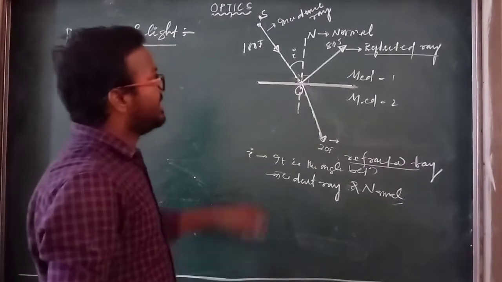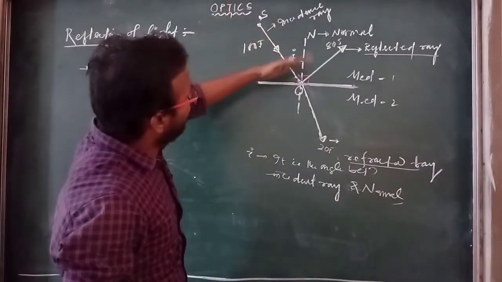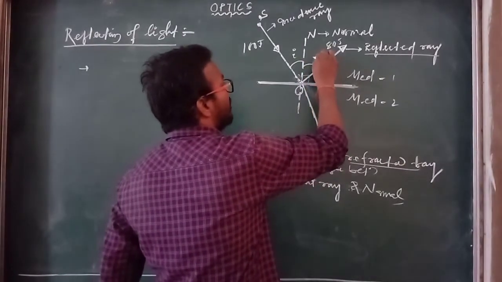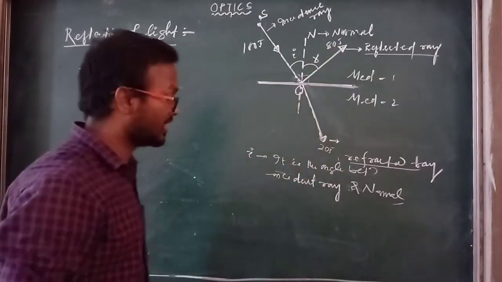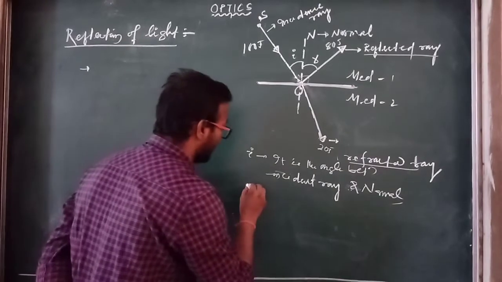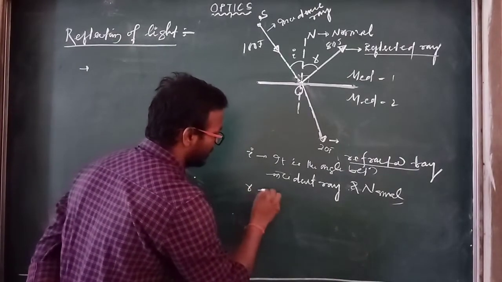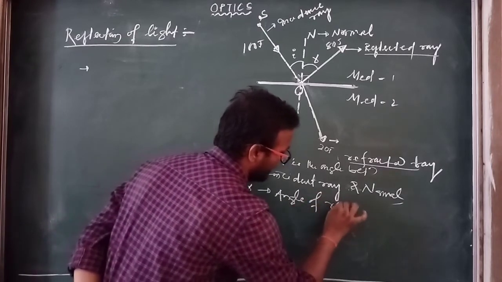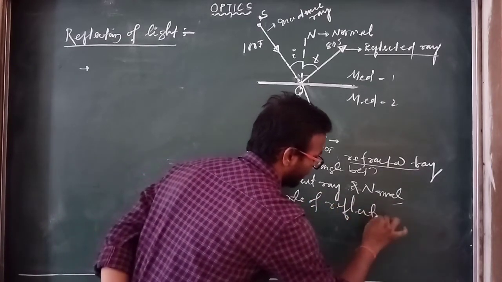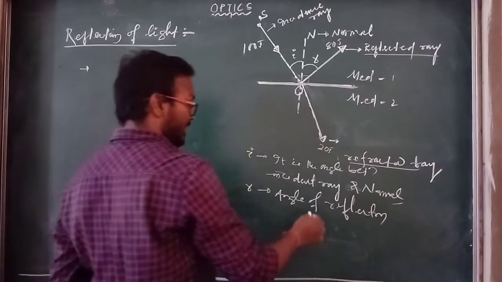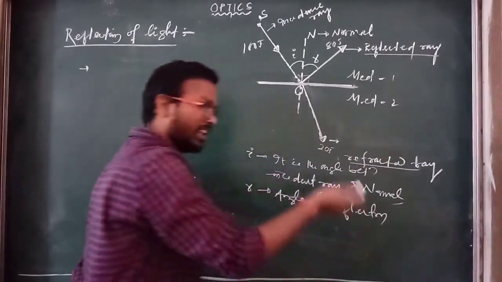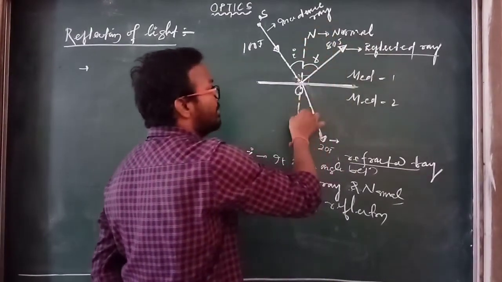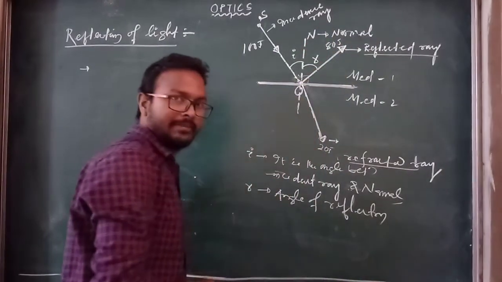Clear? I is the angle between the incident ray and the normal. Next, this is known as the reflected ray. This angle is known as the angle of reflection. Clear? And the angle of reflection is the angle between the reflected ray and the normal at this point.